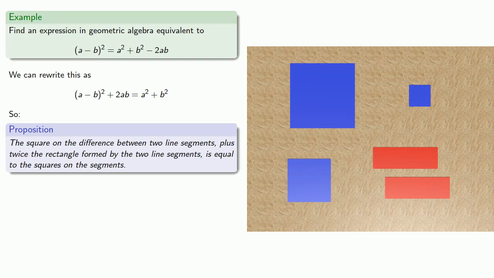And here it's a little bit easier to draw a picture. So we're going to take the square of the difference and add two rectangles. And because we're adding, it's easier to see how we fit these pieces together to get the big square and the small square.